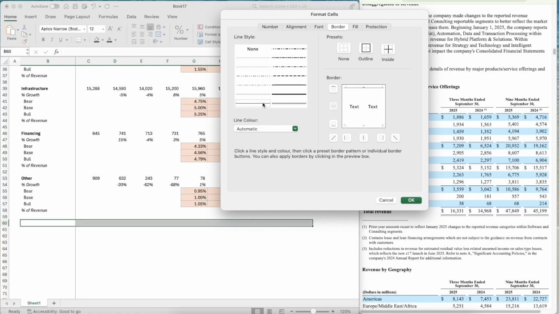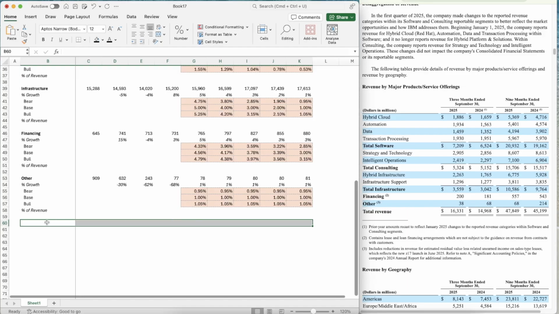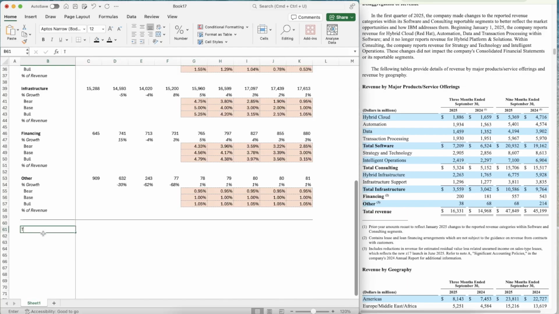So now just draw a border under all this, and we'll calculate what the total revenue is. To calculate total revenue, we just sum up each revenue segment.